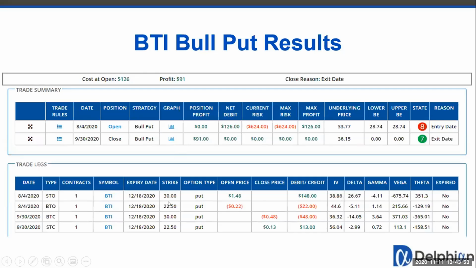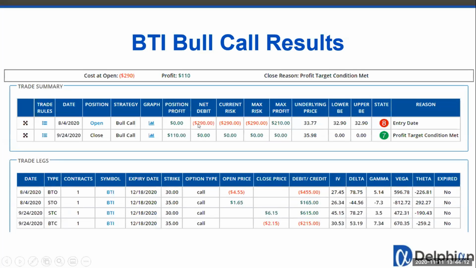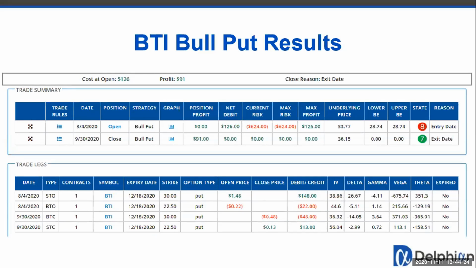And then the bull put, we sold the 30 and then bought the 22.5. Same thing, it closed a few days after. The big difference, these strategies are very similar. Some people like a credit. The risk is typically more, well, it'll depend. Sometimes the bull call will have more risk attached to it, and sometimes the bull put will. It just depends, and really it's a preference thing.